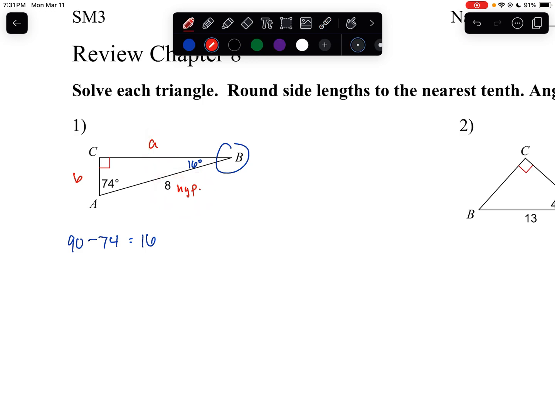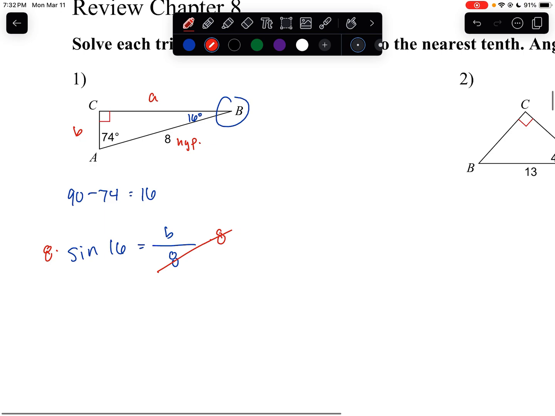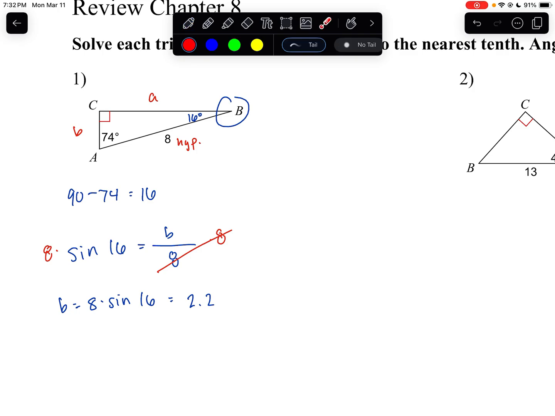Okay, so I'm just going to pick at random. Let's do sine of 16. So sine of 16 would be equal to side B, because that's the side opposite to angle B, over the hypotenuse, and the hypotenuse is 8. And there you go. So now I just have to solve for side B. To do that, I just have to multiply both sides by 8. Those cancel. So then I get B is equal to 8 times sine of 16. And then you just have to use your calculator. Make sure that your calculator is in degrees. So we'll do 8 times sine of 16. Enter. And in my calculator, I got 2.2. So that's what this side is right there, 2.2.